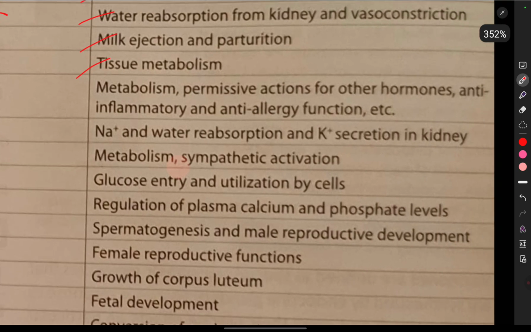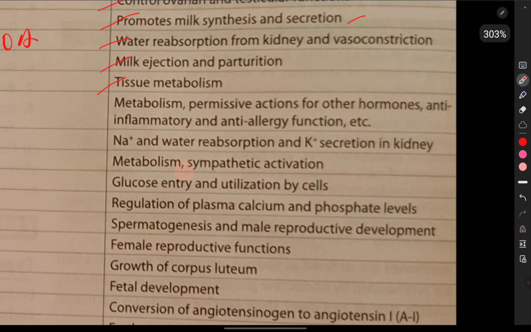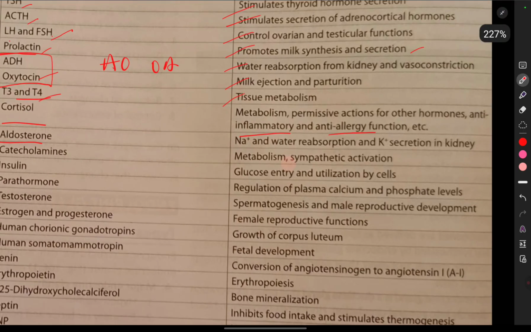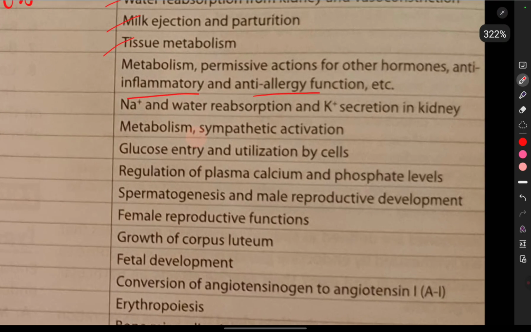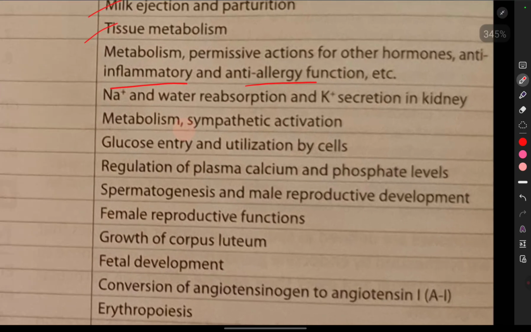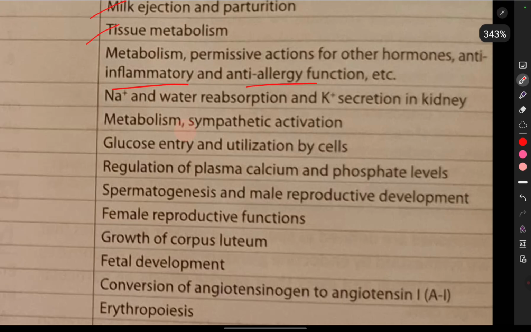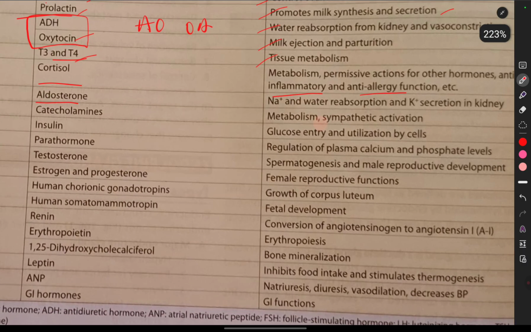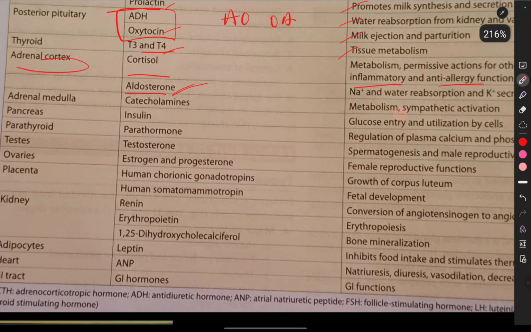What do they do? Metabolism, permissive actions for other hormones, anti-inflammatory and anti-allergic functions, etc. are given by cortisol. And cortisol is also called a stress hormone, right? And sodium and water reabsorption and potassium secretion in the kidneys are done by aldosterone. Okay, we have seen the angiotensin, aldosterone, renin system, the RAS mechanism, right?